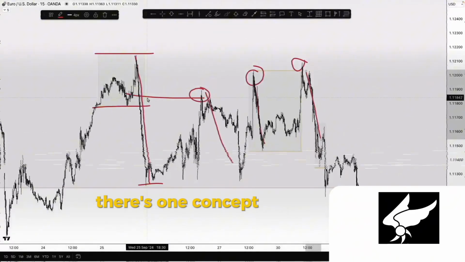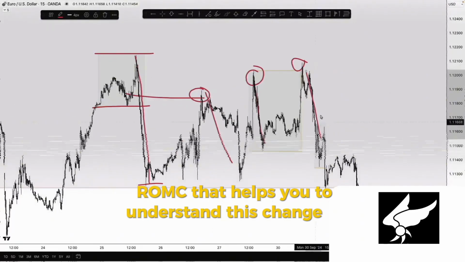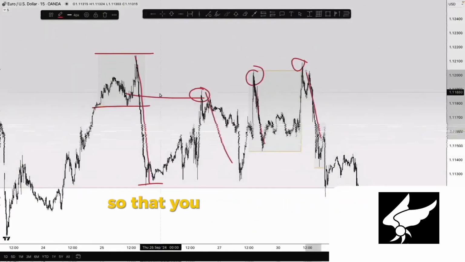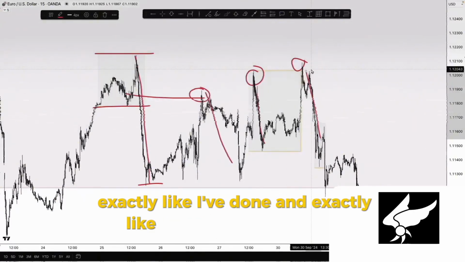There's one concept that we teach outside of RAMC that helps you to understand this change in direction, and I'm going to teach you how to read it so that you can get involved in these opportunities exactly like I've done and exactly like our community's done.